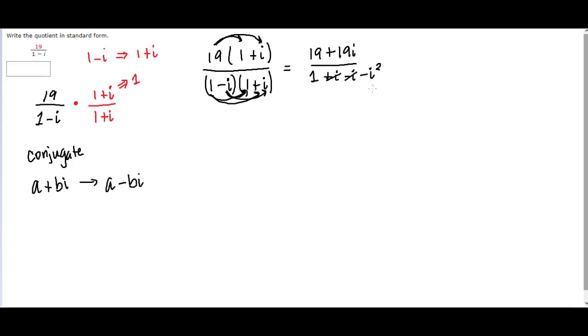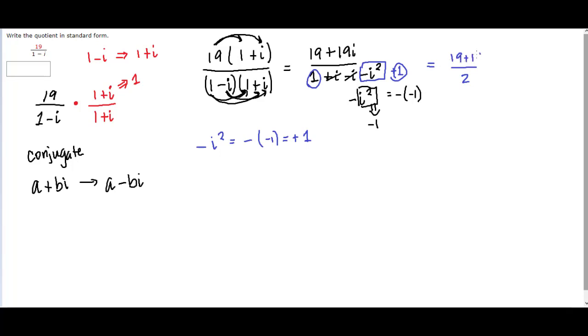And we've talked about before that i squared represents negative 1. So I have minus i squared here. That's the same as, remember, i squared is the same as negative 1. So I have essentially negative of negative 1. So I have plus 1. And so this whole piece right here becomes the same as plus 1. And so now I have like terms here on the bottom. I have a 1 plus 1, and so the denominator here becomes 2, and I have 19 plus 19i in the numerator over 2. But you're not done yet.